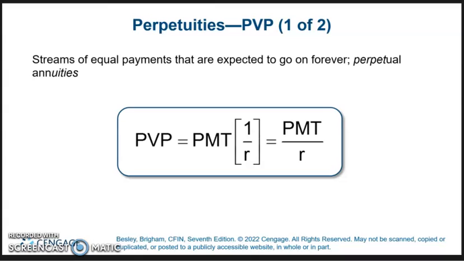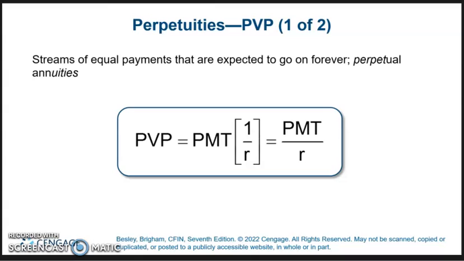So we're calculating the present value of a perpetuity. So what is a perpetuity? A perpetuity is a perpetual annuity, an annuity that never goes away. There are two examples of perpetuities that I'm aware of. The one is preferred stock. Preferred stock is a hybrid between common stock and bonds.